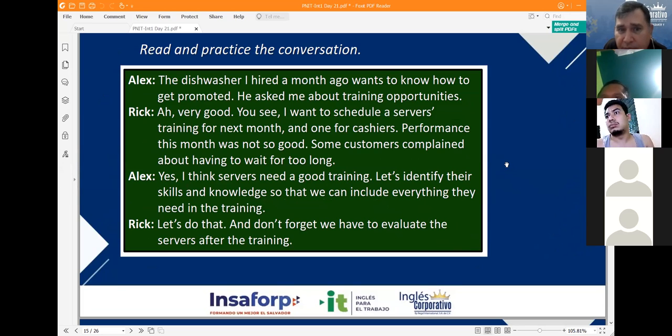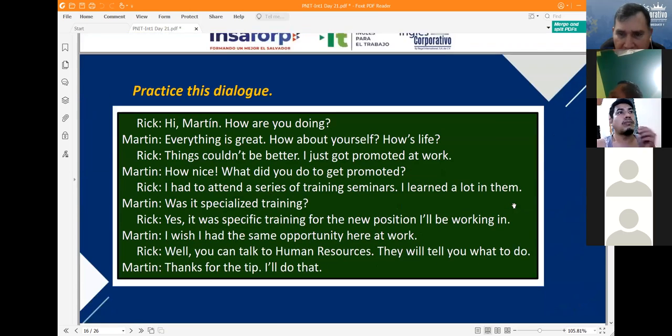The dishwasher I hired a month ago wants to know how to get promoted. He asked me about training opportunities. Oh, very good. You see, I want to schedule a server's training for next month and one for cashiers. Performance this month was not so good. Some customers complained about having to wait for too long. Yes, I think servers need a good training. Let's identify their skills and knowledge so that we can include everything they need in the training. Let's do that. And don't forget, we have to evaluate the servers after the training. Okay, first conversation.